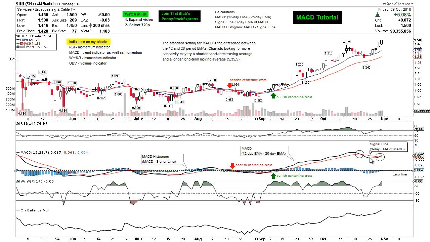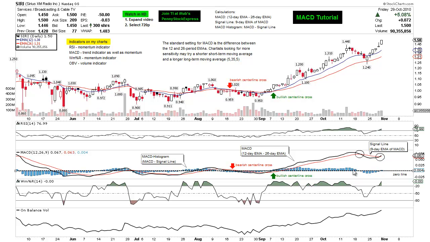All right, now the cross can be seen here, and the cross can also be seen here, where the black line crosses the red. That is the most popular use of the MACD and determines buy and sell signals, but it always doesn't work out. There are fakes. So it's important to know where those crosses occur in relation to the zero line and what other action is taking place with the stock.